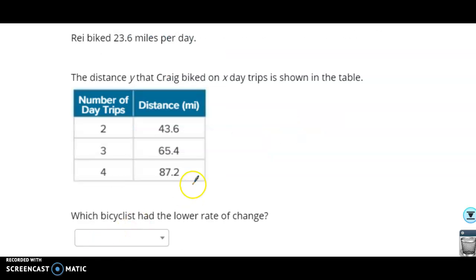The next example is a table again, but now we're asking you to compare two rates of change. Remember, we were doing these in our daily problems when we last saw each other. It says Ree biked 23.6 miles per day, so Ree's rate of change is 23.6 miles in one day. That's a rate of change. What's the rate of change for Craig?